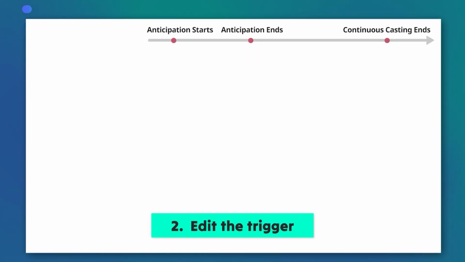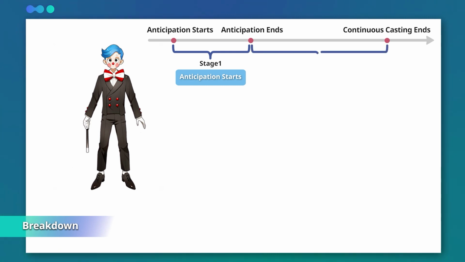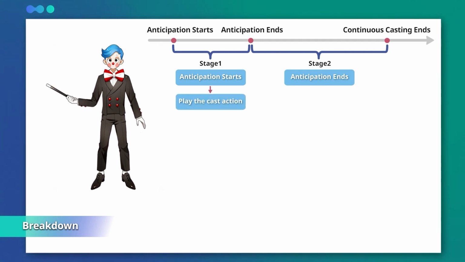Step 2. Edit the trigger. The ability has two stages. Stage 1. Anticipation starts to anticipation ends. Stage 2. Anticipation ends to continuous casting ends. In Stage 1, the cast action should be played. Stage 2 is the main body of casting the ability.